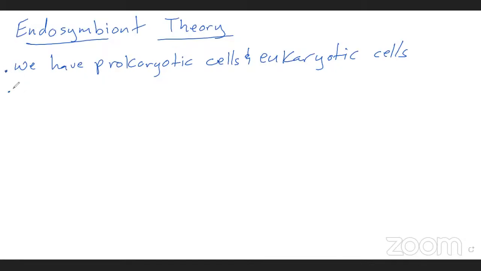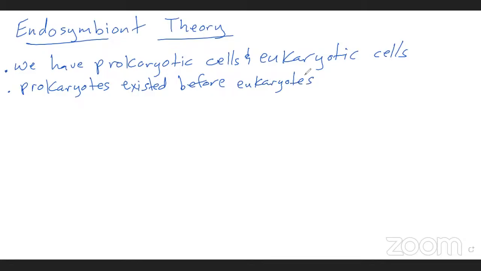We have the two cell types, and we said prokaryotes existed before eukaryotes. Tell me a main feature of the prokaryotic cell, or just tell me something about the prokaryotic cell. It doesn't have membrane-enclosed organelles. All right, does not have any membrane-bound organelles.